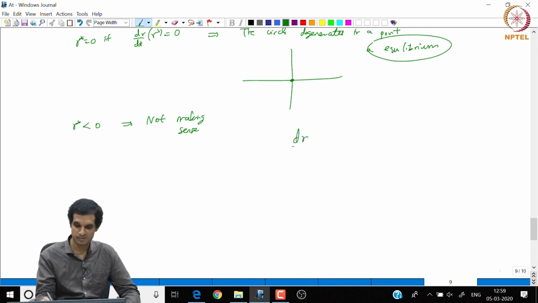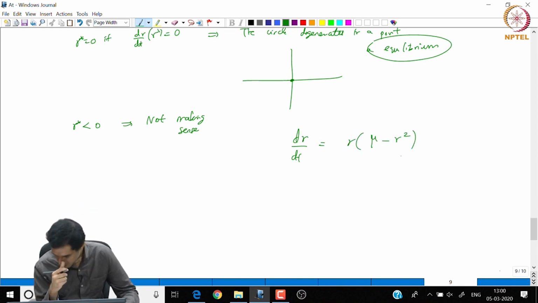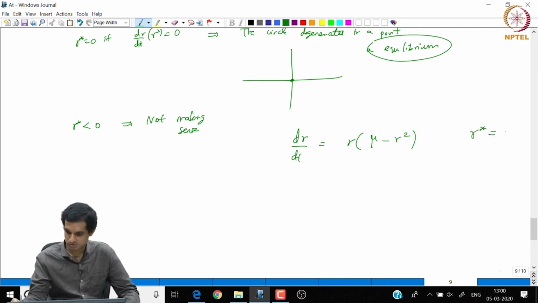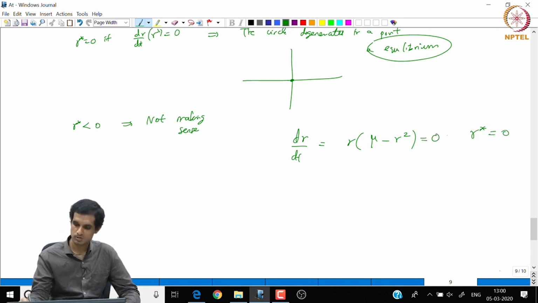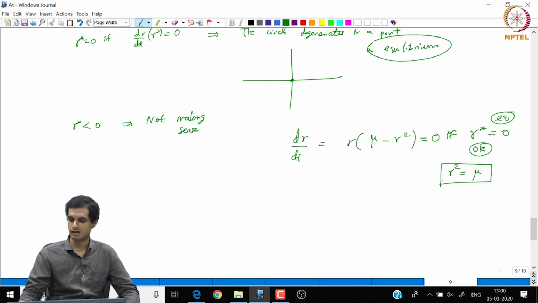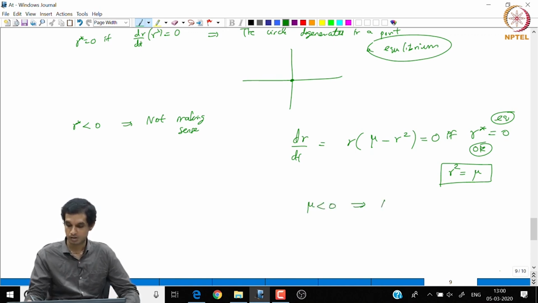So let's analyze this equation. dr/dt is equal to r into (mu minus r square). So one solution is r equal to 0. So this becomes 0 if either r star is 0, which means it's an equilibrium at the origin, or r square equal to mu. So this is again a quadratic equation. Two cases: when mu is negative, there are no solutions, which implies there are no closed orbits.